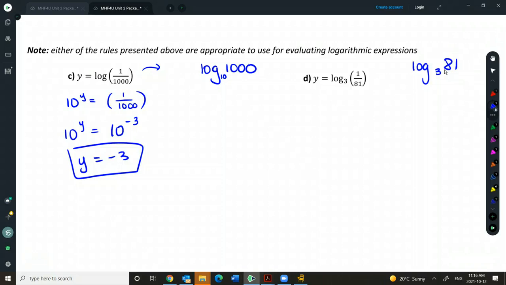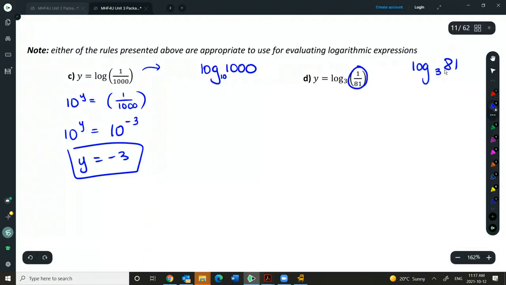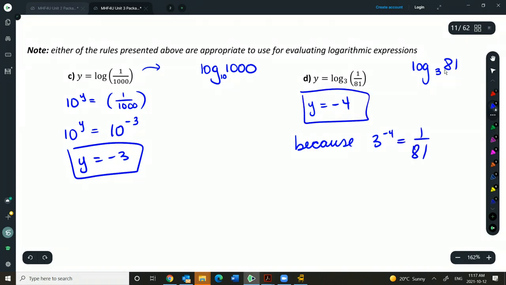So 3 raised to what exponent equals 81? That's the question. Bella? Yeah, so 3 to the exponent 4 equals 81. So because I have 1 over 81, that tells me that my logarithm must be equal to negative 4. Okay? Because 3 to the negative 4 equals 1 over 81. Okay? So that's your answer to your logarithm.